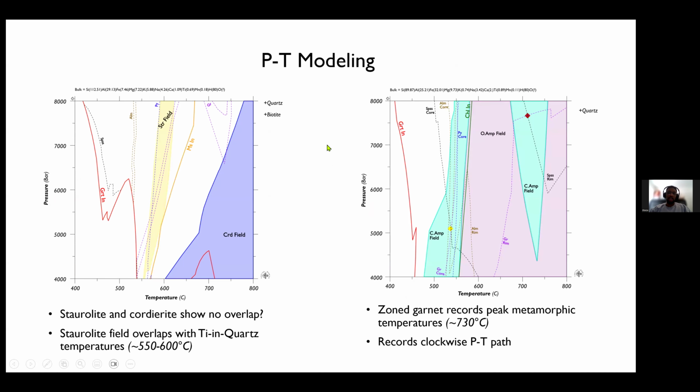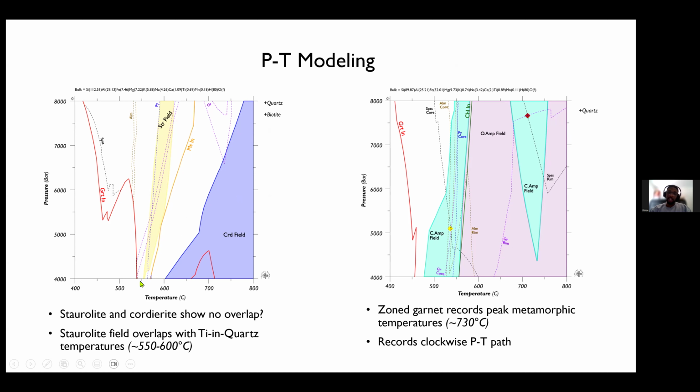So looking again at some of our PT modeling, these pseudosections we have made. On the left here, this is created from the metapelitic sample I showed you a couple slides ago that contained the cordierite, the staurolite, and the garnet. And so, important thing to take away from this is that the staurolite and the cordierite don't actually overlap.